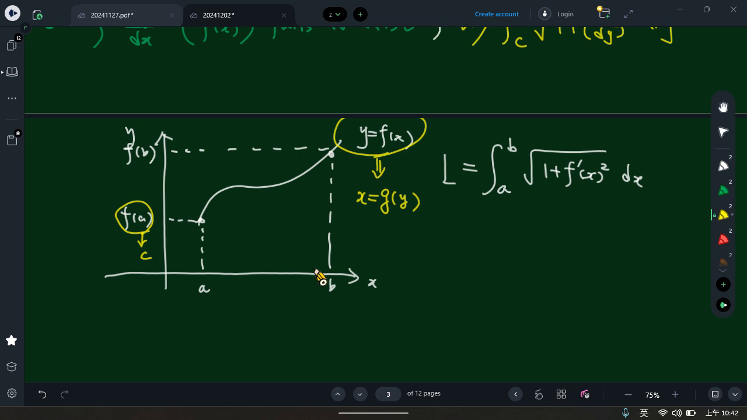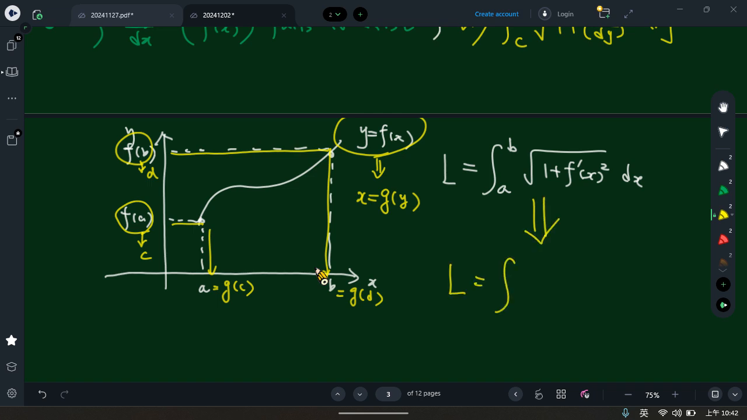Then your start point will be from c, then this one will be g of c. Then the endpoint will become d, then the endpoint will be g of d. So with this conversion, the L will become integral from c to d square root of 1 plus dx over dy squared dy.